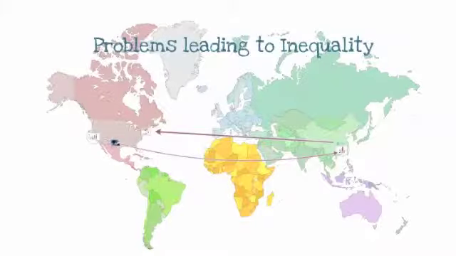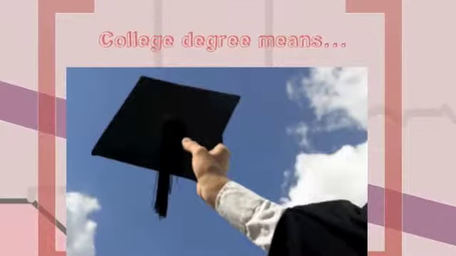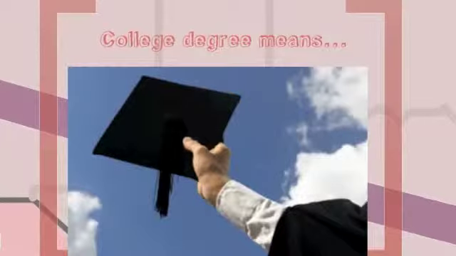Problems leading to inequality in America. Education has played a significant role. Workers with a bachelor's degree or grad school degree have had a wage increase from 1980 to 2008, as less educated workers saw a decrease in their wages. To summarize this, the importance of a college degree has become more significant over the past 30 years.